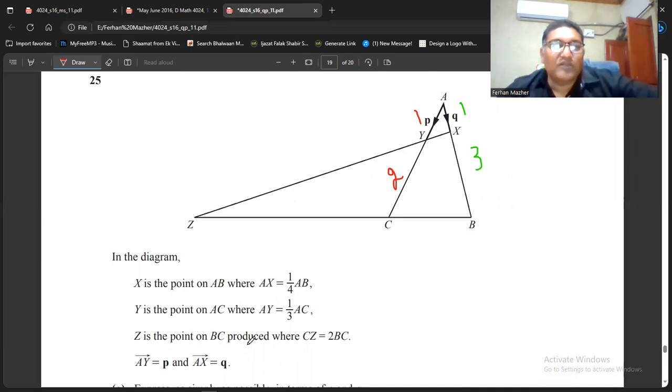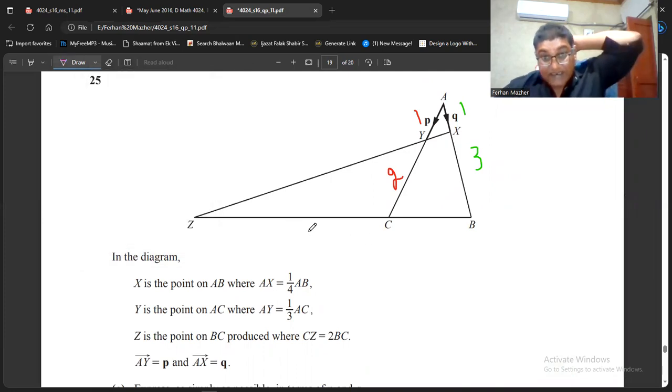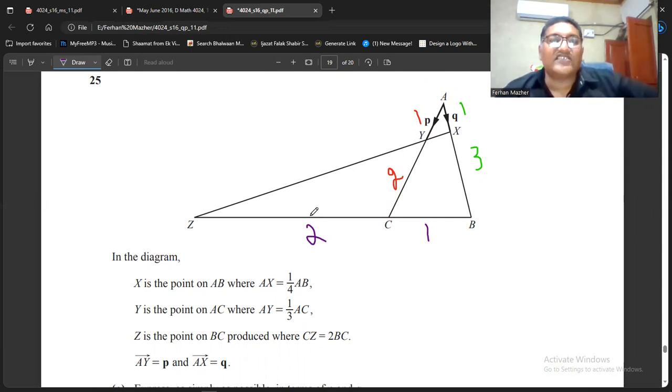Z is the point on BC produced such that CZ is equal to 2 times BC. So CZ divided by BC is 2 by 1. Let me change the color, I can bring a new color, blue. So CZ is 2 and BC is 1. This is the ratio between them, so this whole thing is 3. The question says AY is P and AX is Q.